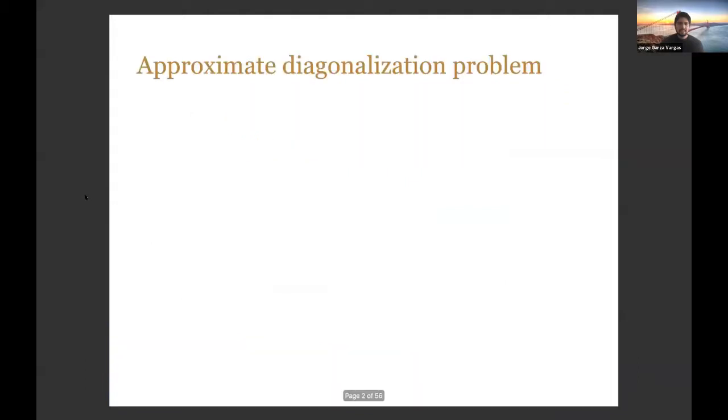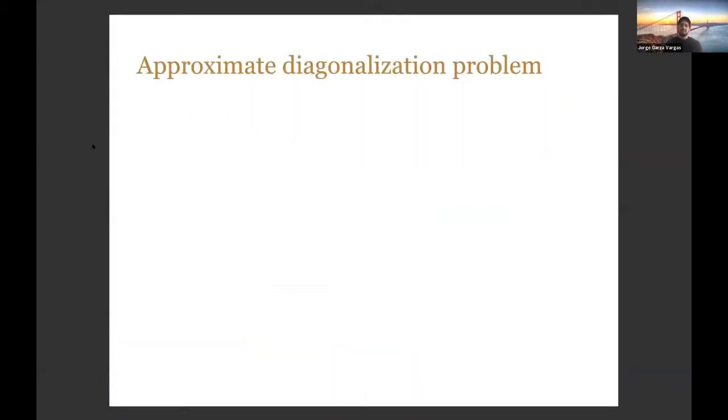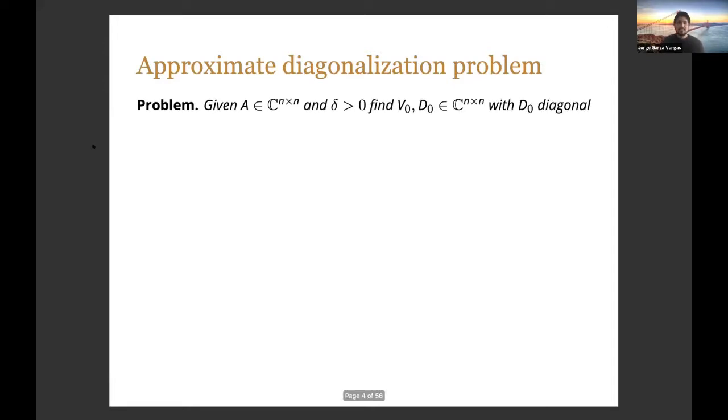Okay, thanks. So let me just begin by formally defining the approximate diagonalization problem. This is an algorithmic problem, and it can be phrased as follows. Let A be an n by n matrix, and let delta be an error parameter. Then find V0 and D0 with D0 diagonal, such that this inequality holds.